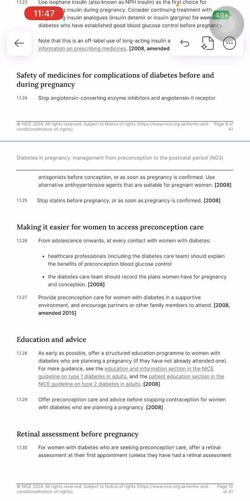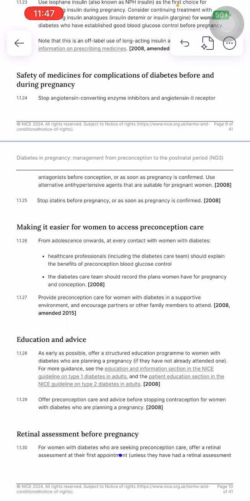Education and advice. As early as possible, offer a structured education program to women who are planning a pregnancy. Offer preconception care advice before stopping contraception for women with diabetes who are planning pregnancy. So retinal assessment is very important for those having type 2 diabetes mellitus. If the patient has proliferative retinopathy, in these cases you have to advise them to avoid pregnancy. So retinal assessment is very important in those having chronic diabetes.